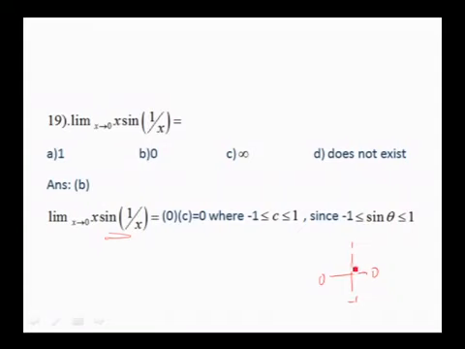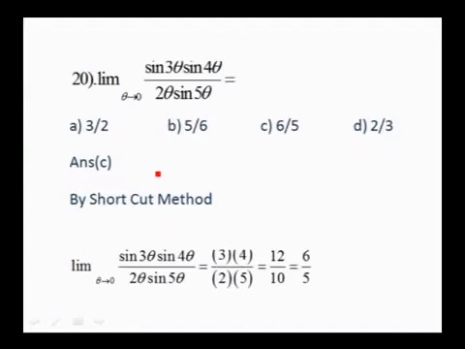Whatever value you give to sine, it will be between -1 and +1. Sin theta and cos theta always lie between -1 and +1. Therefore, if we take the value of sin 1/x as c, where c is some value between -1 and +1, because -1 is less than or equal to sin theta less than or equal to 1. Therefore, x becomes 0 and sin 1/x as x tends to 0 becomes c. 0 into c is 0. So the answer is B, 0. Option B is the answer. So look carefully and observe the difference between this and the previous problem.